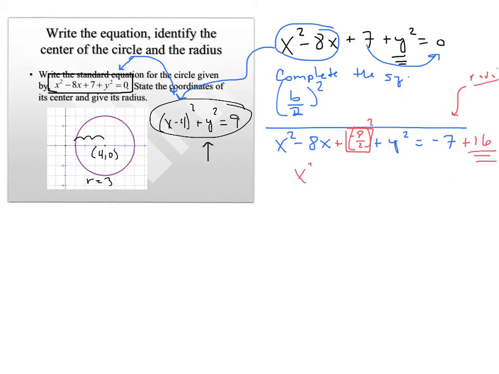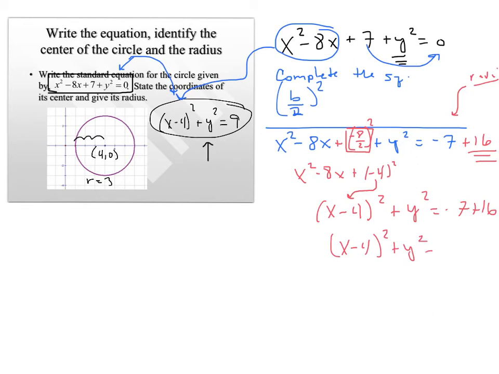And so we had a little trick here. This number ends up being a negative 4 squared, right? And the trick is that when we complete the square, whatever that number is before we square it becomes our factor, okay? Or the number that we have for our factor. So I have (x minus 4) quantity squared plus y squared is equal to negative 7 plus 16. And negative 7 plus 16 is 9. And we'll notice here that it matches the equation that we came up with from the graph.